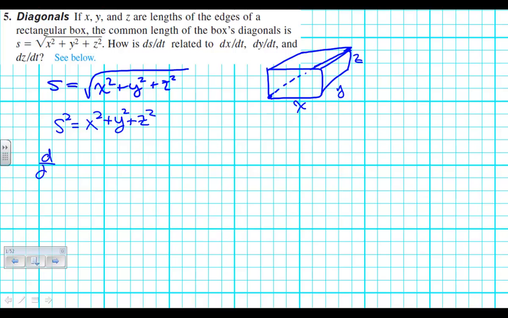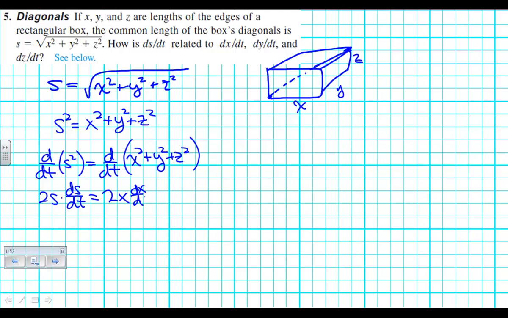The derivative with respect to t of s squared is equal to the derivative with respect to t of x squared plus y squared plus z squared. And we get 2s ds dt, we call that the chain rule. We get 2x dx dt, 2y dy dt, and 2z dz dt.